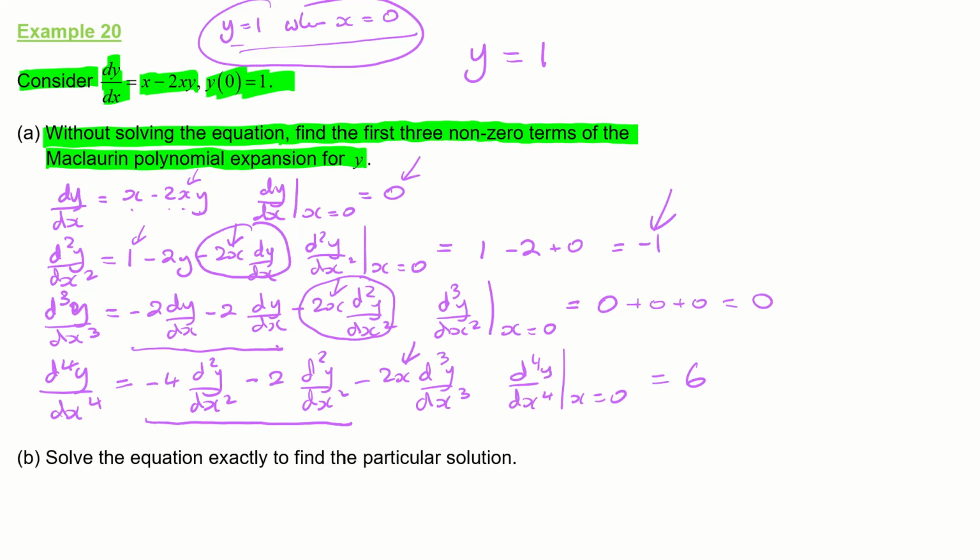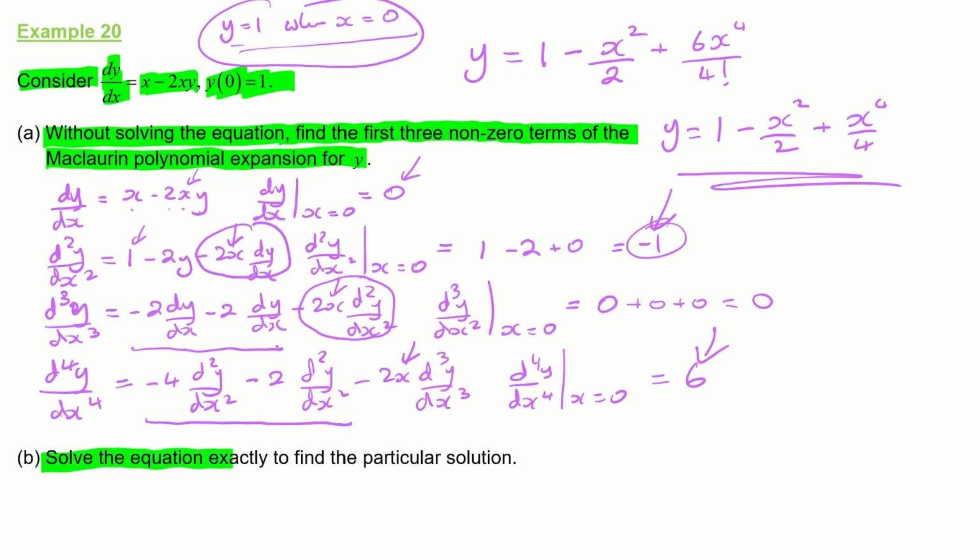And so, together with this, we can say that y is equal to 1, and the dy/dx was 0, so the next term is the minus 1 as the coefficient, so that's going to be minus x squared over 2 factorial, which is 2, and then the d3 term would be 0, so there'll be no x cubed term, and then the next one is the 6, so that would give us 6x to the 4 over 4 factorial, and tidying that up is going to be 1 take away x squared on 2 plus x to the 4 on 4.